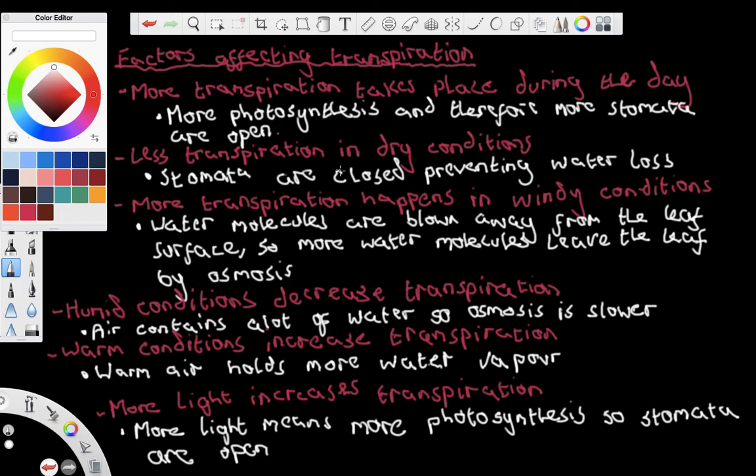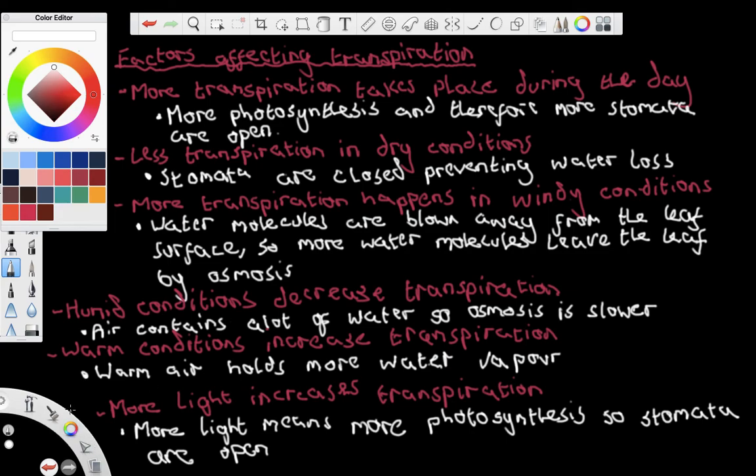More transpiration happens in windy conditions because the water is blown away from the surface of the leaf and therefore there is a greater concentration gradient, or there is a bigger difference in the amount of water inside the leaf and outside the leaf, so osmosis is quicker. Humid conditions decrease transpiration. Air contains a lot of water, so osmosis is slower. Warm air holds more water vapour, so warm conditions increase transpiration rate. And more light increases transpiration because if there's more light, there's more photosynthesis, so stomata are open.